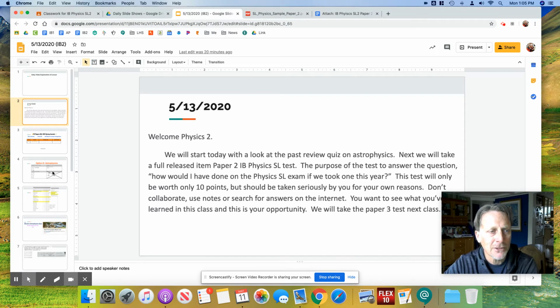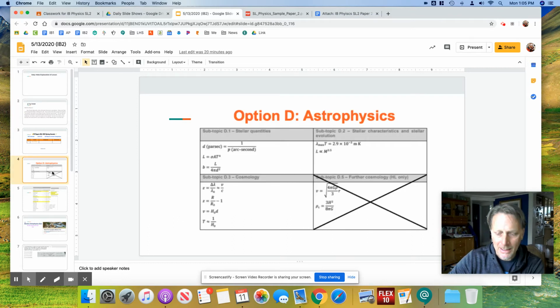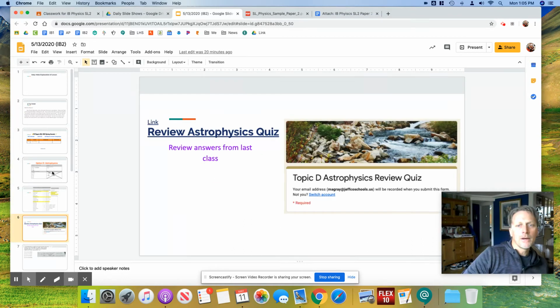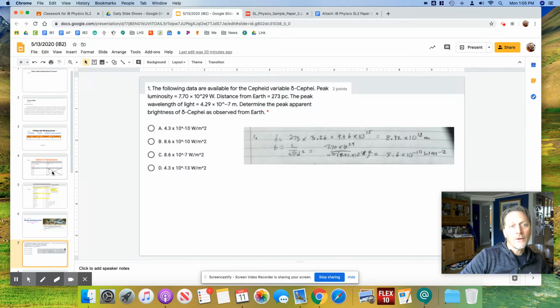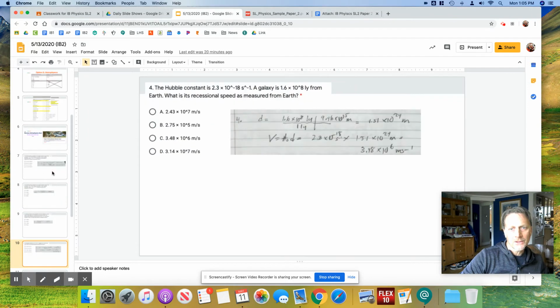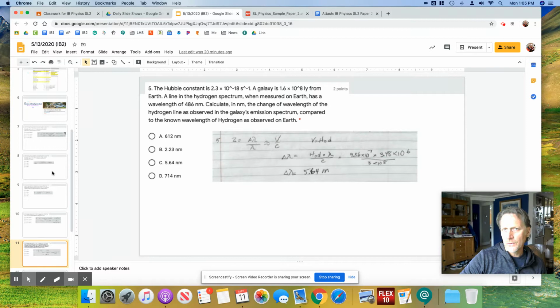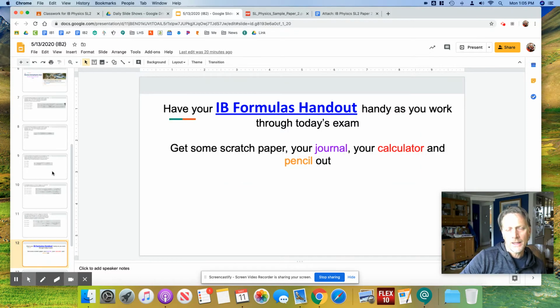As we jump into things today, I want to start by pointing out that we have our astrophysics option topic D from last class. I went ahead and put the work here for you from last class so we can just jump through here. There's the test, and there are the answers to those questions that were on the test. Go ahead and review those before you start paper two today. That section will be on paper 3 next class.